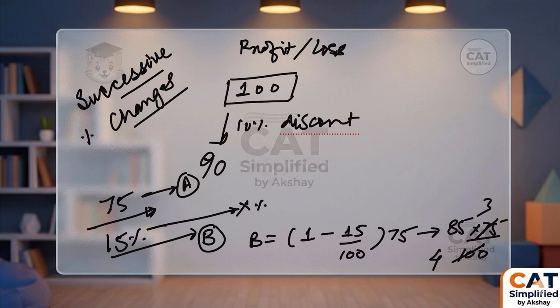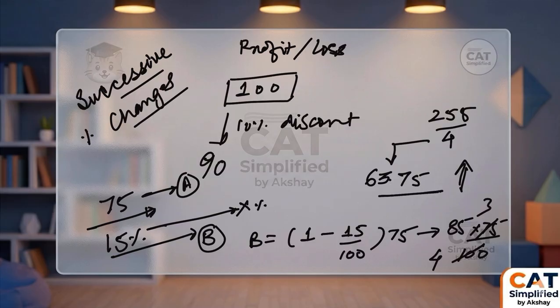So it's going to be 255 by 4, which is nothing but, slightly complicated, right? 63.75. It was not that complicated actually. You can do these calculations in the exam. If you need, then use the on-screen calculator, but preferably do this in your mind.